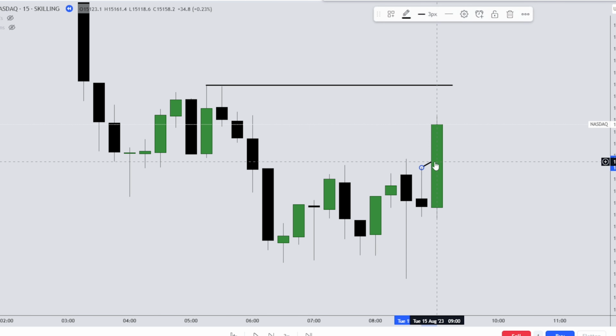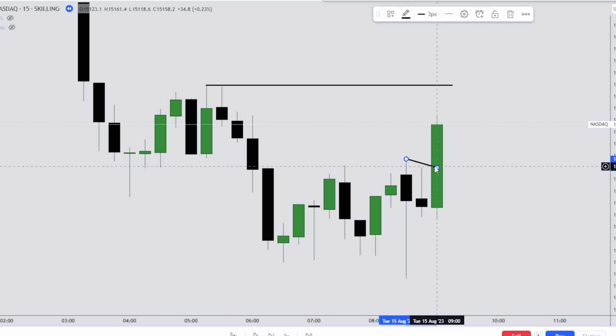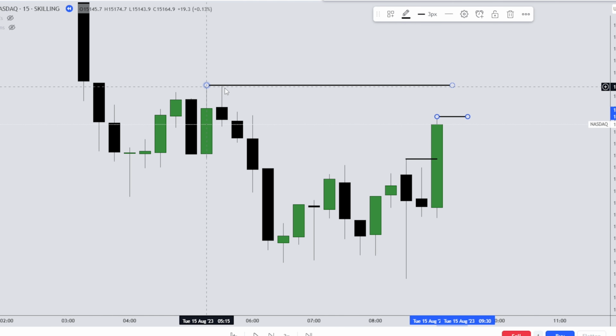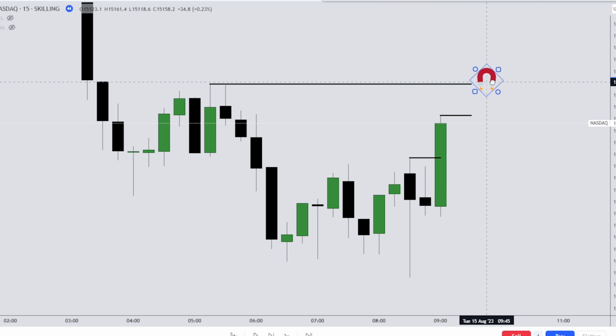So here we are, we have closed above this one on the 15-minute time frame, above the high of this candlestick and above this swing high. What am I expecting? I'm expecting to see higher prices right here, and we have a draw on liquidity, which is this area right here, which means that this area right here is gonna be acting as our draw on liquidity.